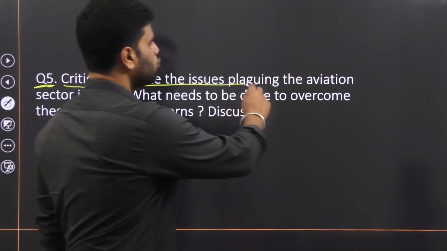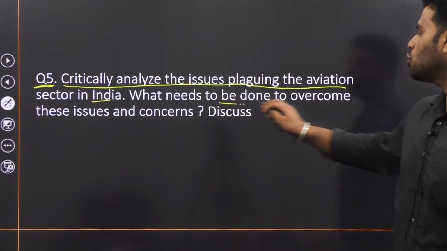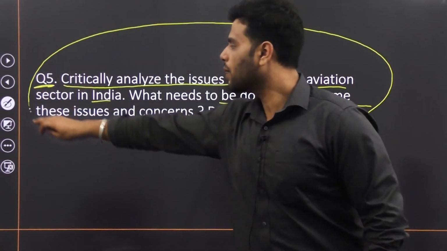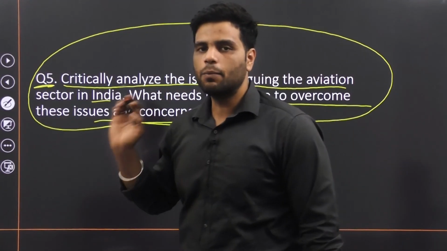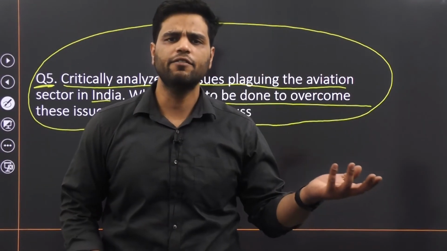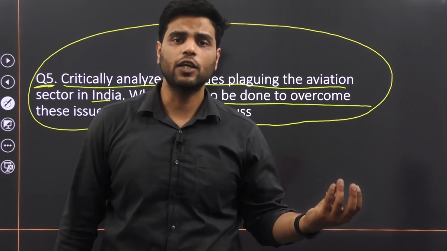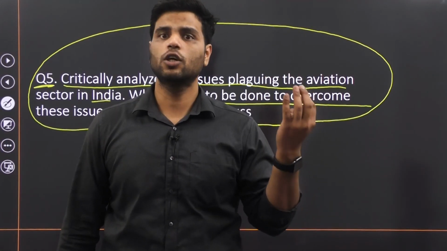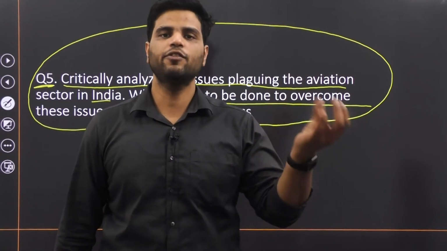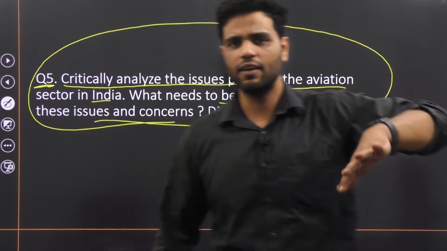Critically analyze the issues plaguing the aviation sector in India. What needs to be done to overcome these issues and concerns? Discuss. I think it's a pretty simple question because we have read about the aviation sector a lot. What are the issues plaguing it? High cost of aviation turbine fuel, high operating cost, a huge tax burden, and efficiency in airline operations. There are various issues plaguing the aviation sector.